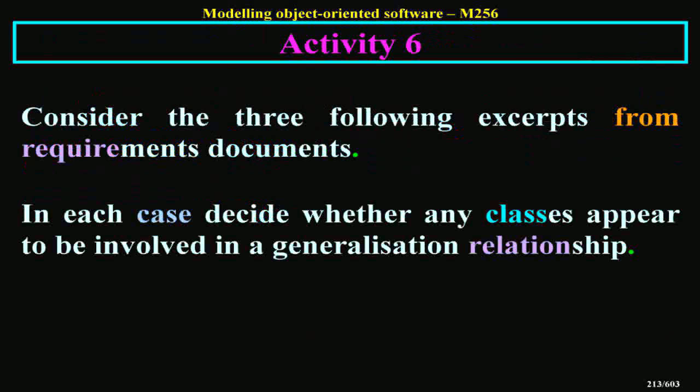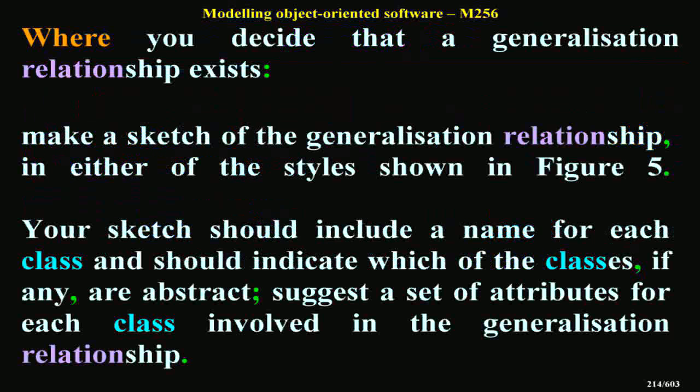Activity 6. Consider the 3 following excerpts from requirements documents. In each case decide whether any classes appear to be involved in a generalization relationship. Where you decide that a generalization relationship exists, make a sketch of the generalization relationship in either of the styles shown in Figure 5. Your sketch should include a name for each class and should indicate which of the classes, if any, are abstract. Suggest a set of attributes for each class involved in the generalization relationship.